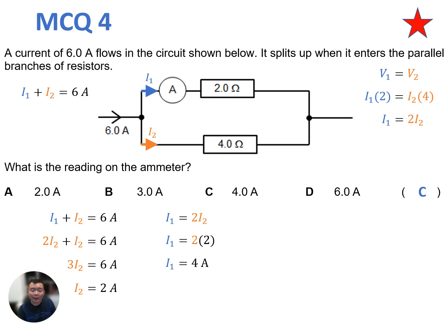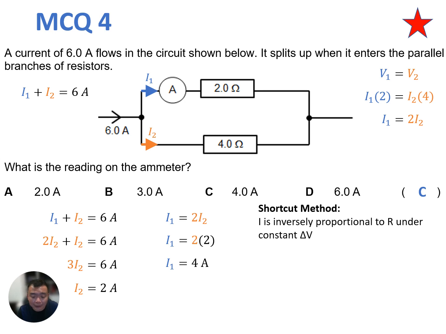Now, there is a faster way to solve this though, and I will also share with you this shortcut method. We know that current is inversely proportional to resistance, provided that the voltage across them is the same. In this case, the two resistors have the same voltage across them because they are connected in parallel. Therefore the resistor with the higher resistance will receive less current out of the 6 amperes.